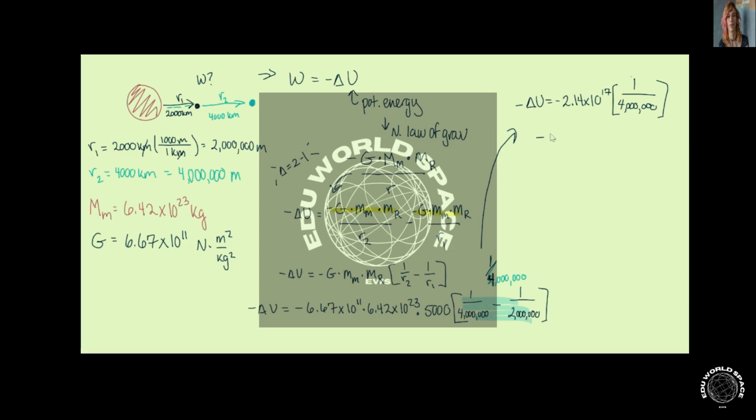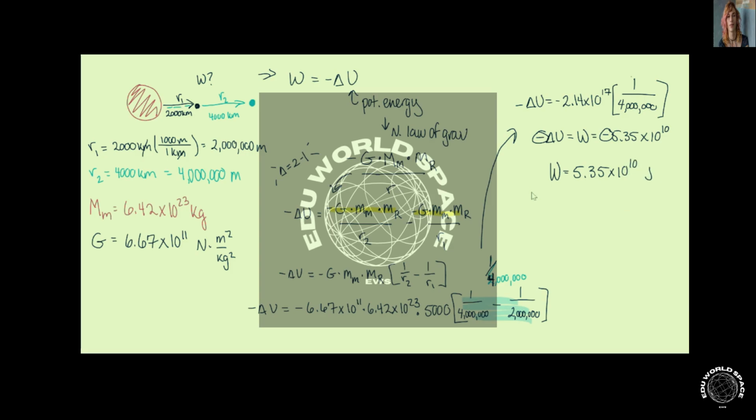When we do this out, negative delta U, once again, is going to be equal to the work being done, and is going to end up being negative 5.35 times 10 to the 10th. So once again, negative here, which means our work being done has to be positive. So our work is positive 5.35 times 10 to the 10th. This is going to be in joules.